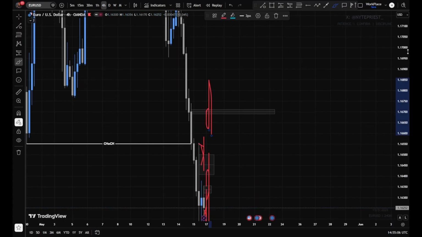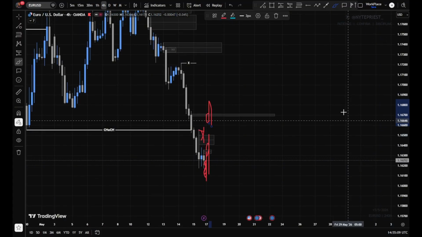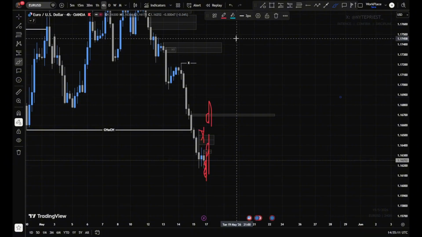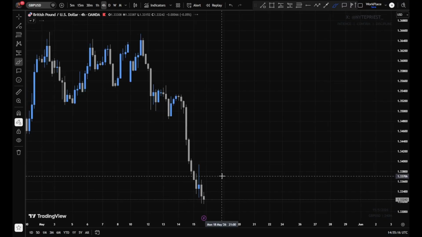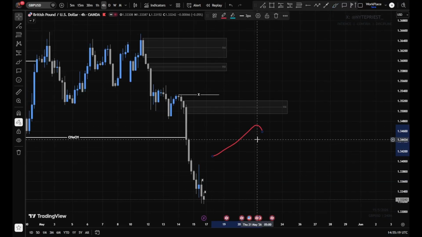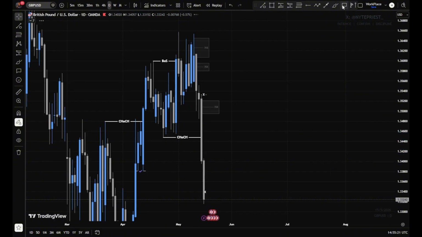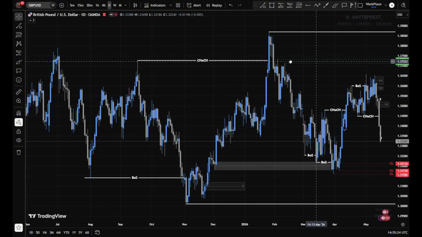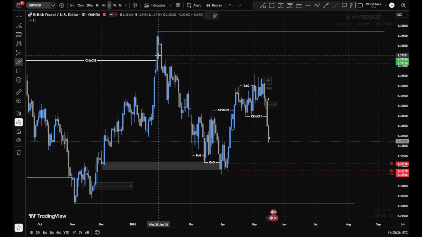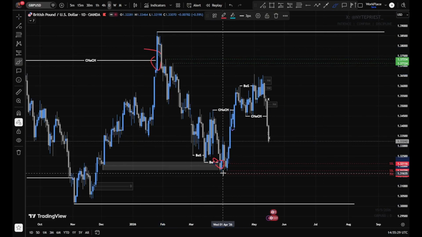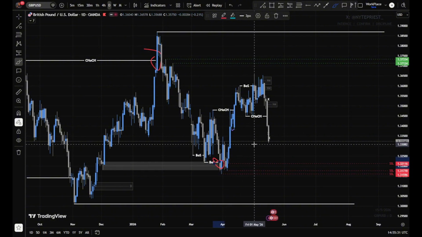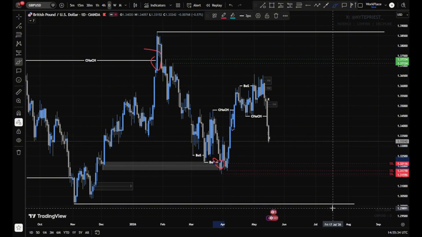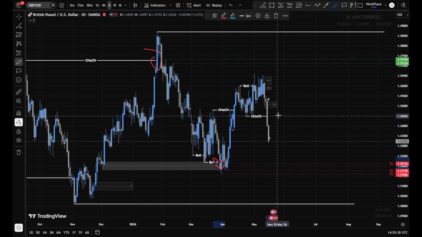Okay. So on the GBPUSD, let's go down to the GBPUSD. On the daily time frame, we are bearish on the daily time frame. Sorry, we are bullish on the daily time frame. Mitigated this demand zone, then started moving upside. Okay. So we are bullish on the daily time frame, bearish on the H4 time frame.